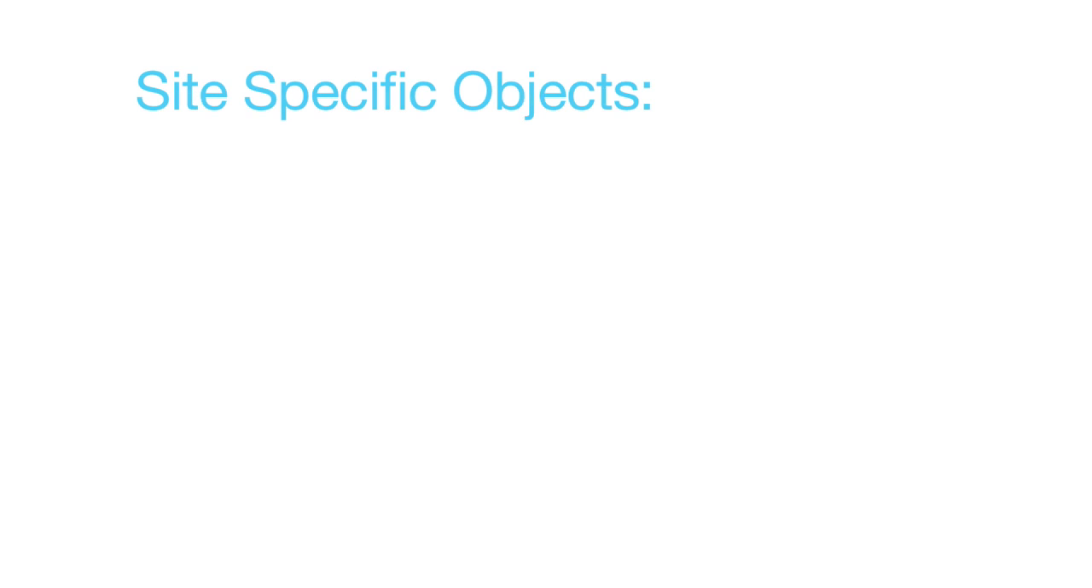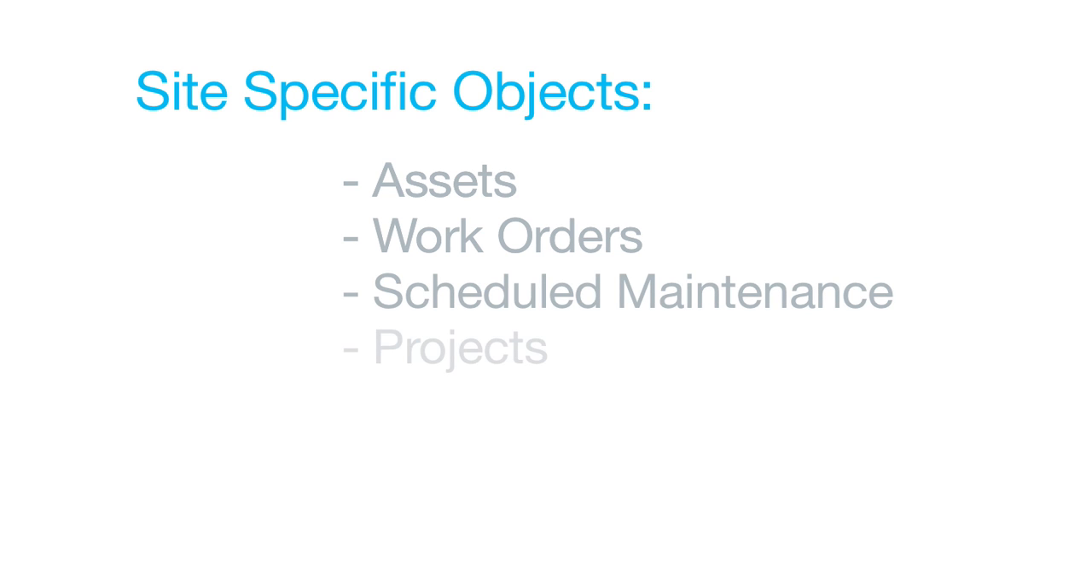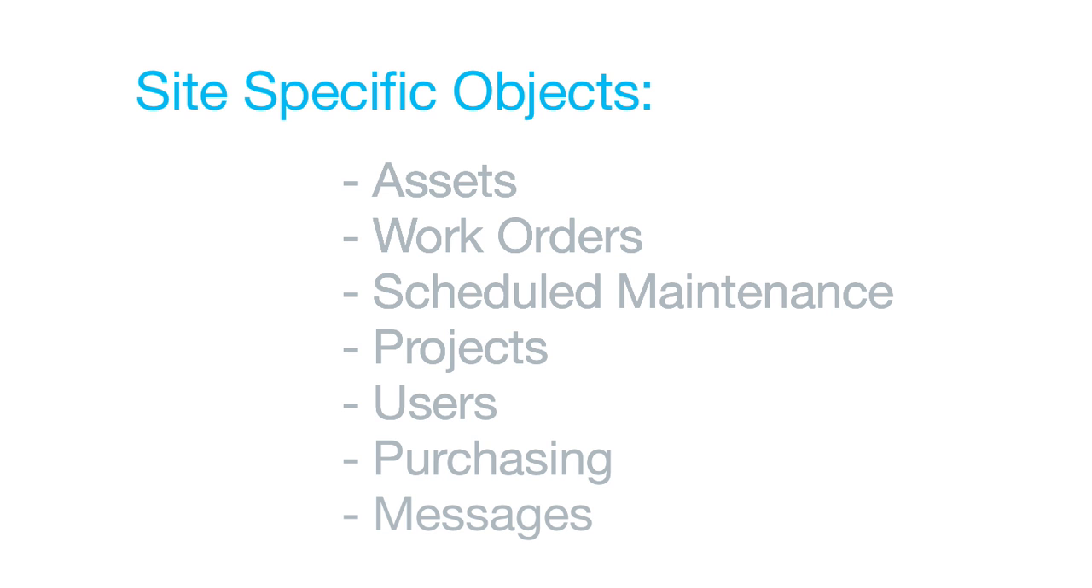Here's the breakdown of what features are site-specific and what features are shared between all sites. Site-specific objects are tied to a specific site. Assets, work orders, scheduled maintenances, projects, users, purchasing, and messages are all site-specific. Users at other sites can't see them.